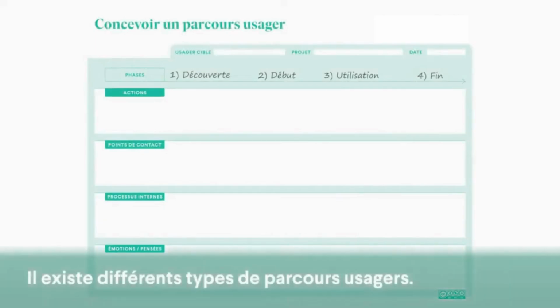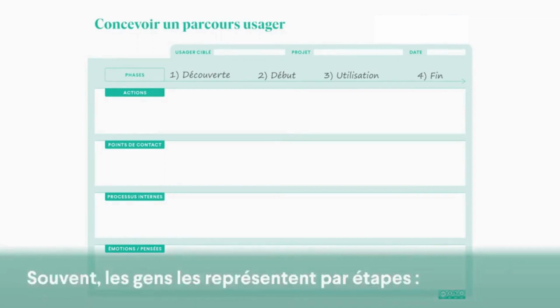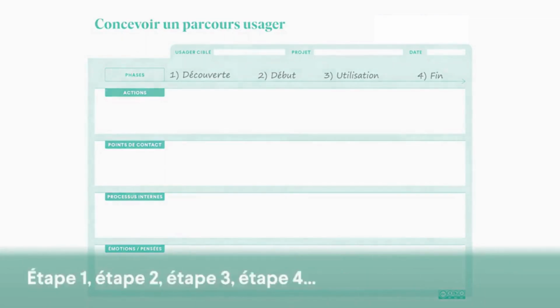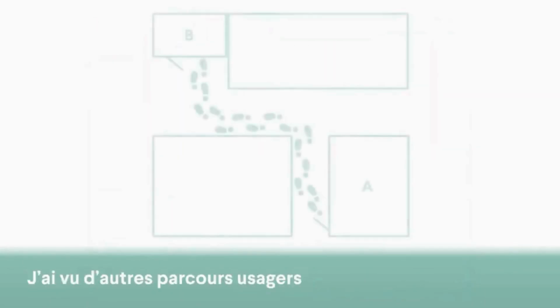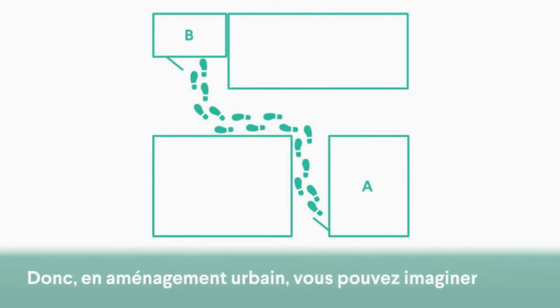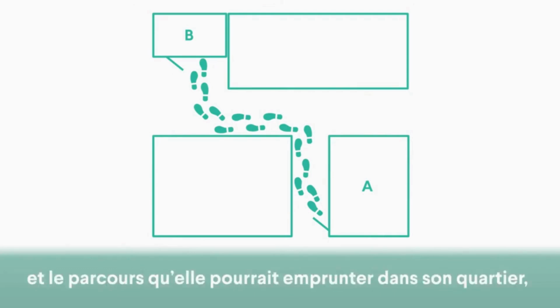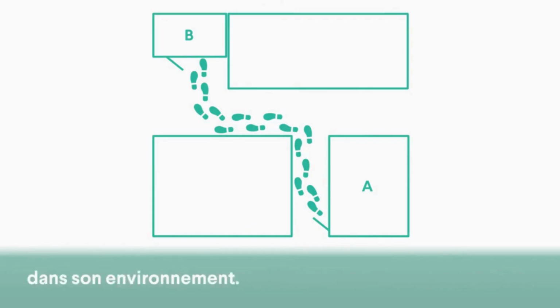There's a lot of different examples of types of journey maps. Oftentimes, many people do them as steps, so step 1, step 2, step 3, step 4. I've seen other journey maps in which people have made them on a physical layout. So if you're talking about urban spaces, you can imagine how a person moves in the space and the journey that they might have within their neighborhood or within a certain environment, and that becomes a different type of journey map.